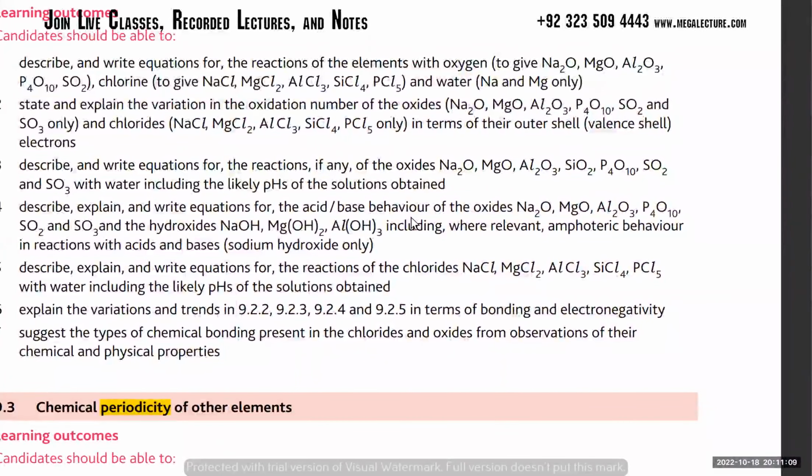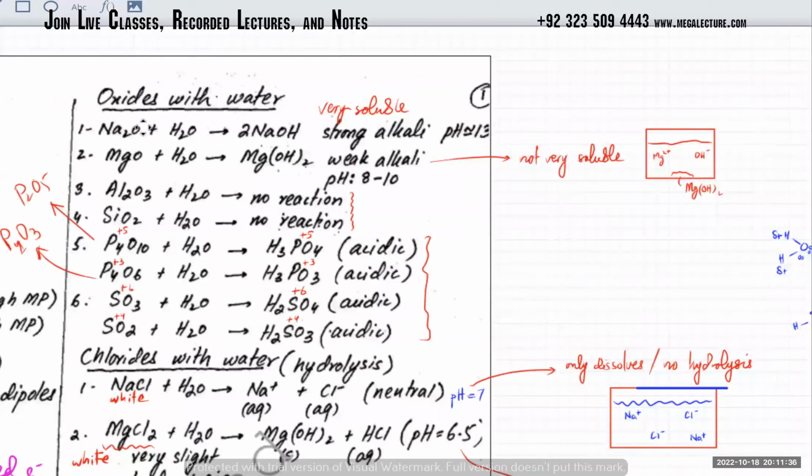So the reaction equations with oxygen, for the reaction of elements with oxygen, in terms of the variation of oxidation numbers, in terms of the outer shell, we just talked about that. Right, equations of the oxides with water. So I think we are about to do this part, the pH and so on. So let's talk about this. So we've got oxides with water.